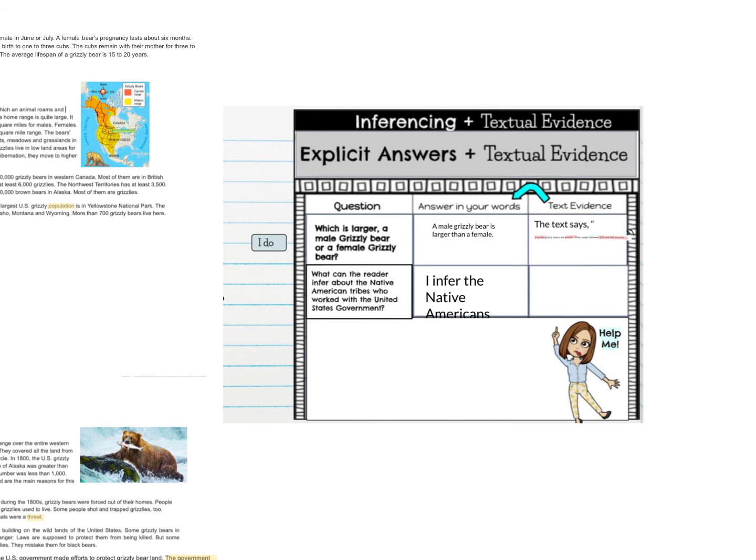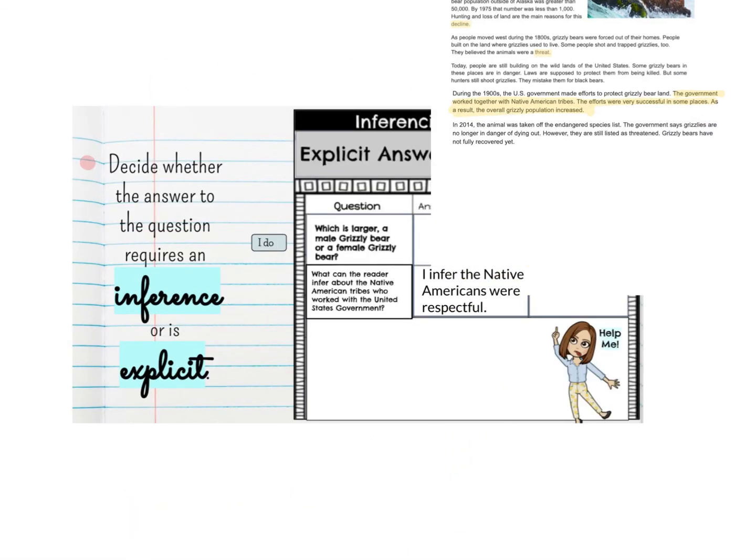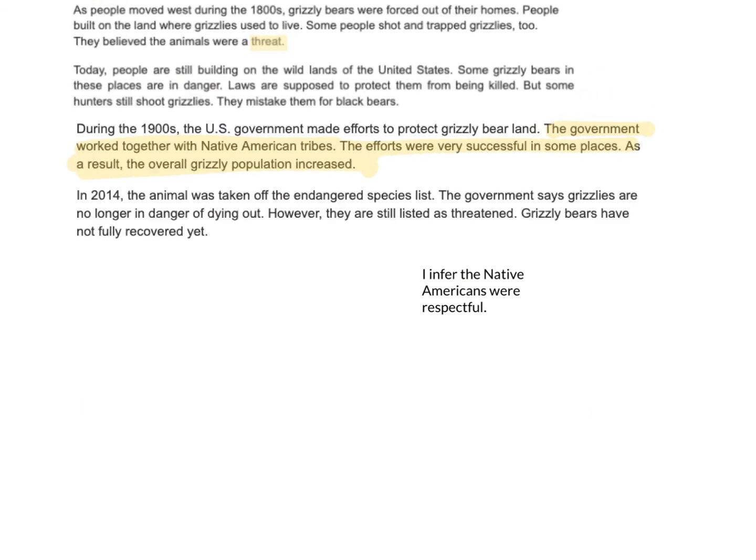Now, the author does not tell me this. I have to use the clues to create something new. This is called an inference. I infer the Native Americans were respectful. And now I'm thinking about how I might improve this answer. I already know, based on what I've highlighted in the text, that their efforts were successful and that they worked with the government. This tells me they must have respected their choice and also wanted to protect the grizzly bears as a group of people.